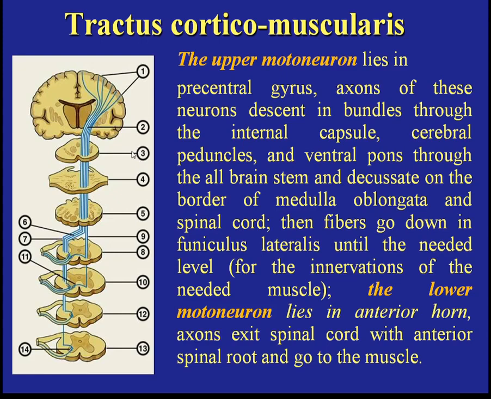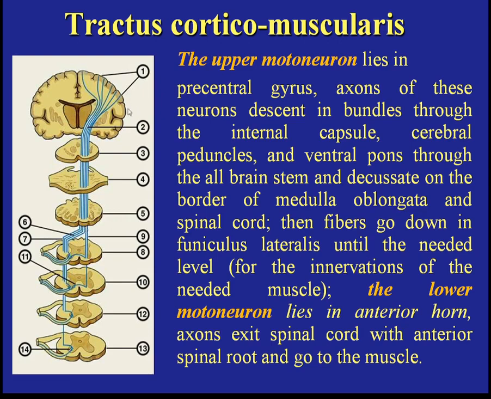The upper motor neuron lies in the precentral gyrus. Axons of these neurons descend in bundles through the internal capsule, cerebral peduncles, and ventral pons, through the whole brain stem, and decussate on the border of medulla oblongata and spinal cord.